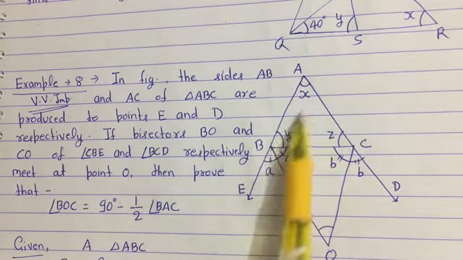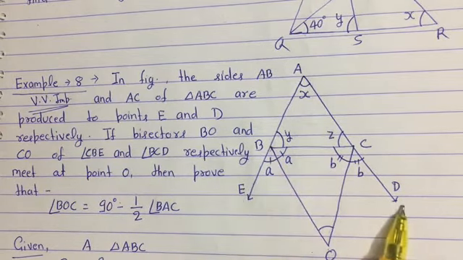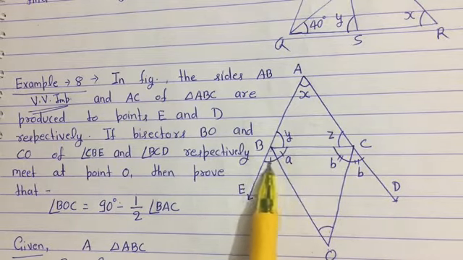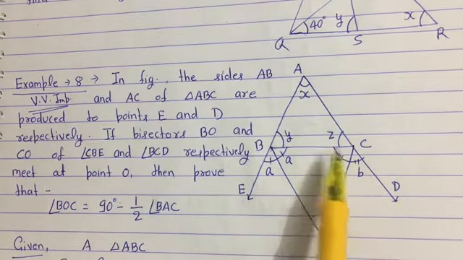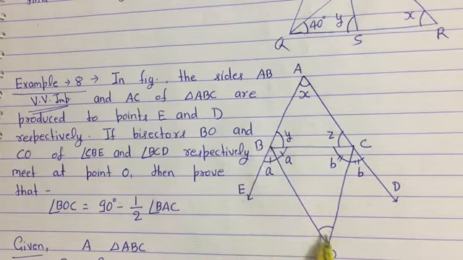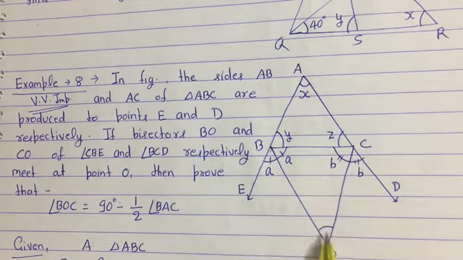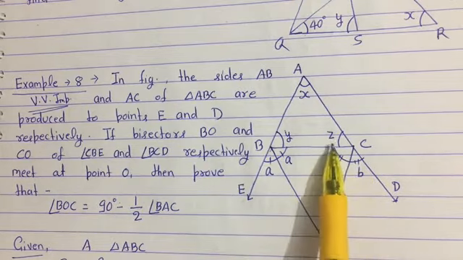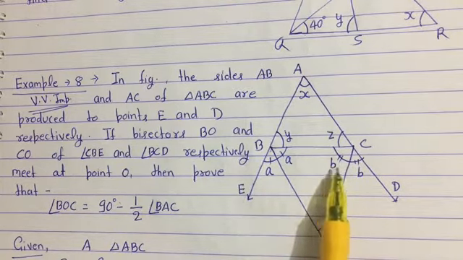Okay. AB is produced to point E, AC is produced to point D. One exterior angle is this one, angle CBE, and another exterior angle is this much, angle BCD. This angle is bisected by BO, which means both parts are equal, and we let it be A. And CO bisects this exterior angle, and these are also equal to each other, and we let it be B.